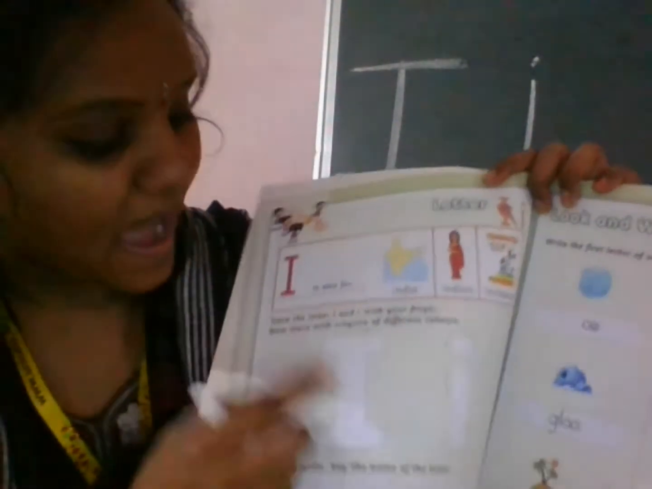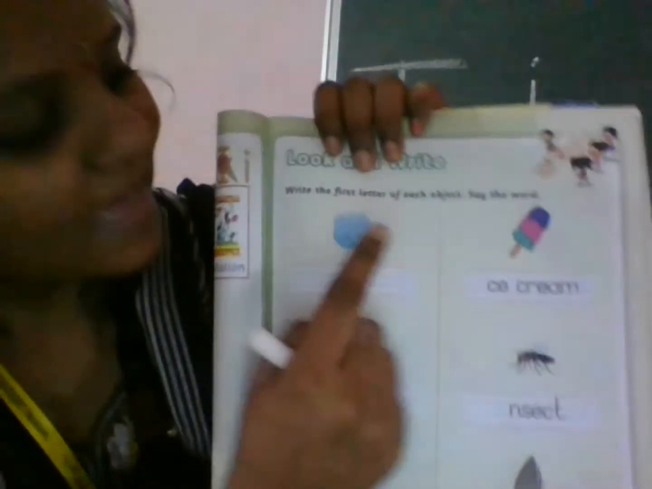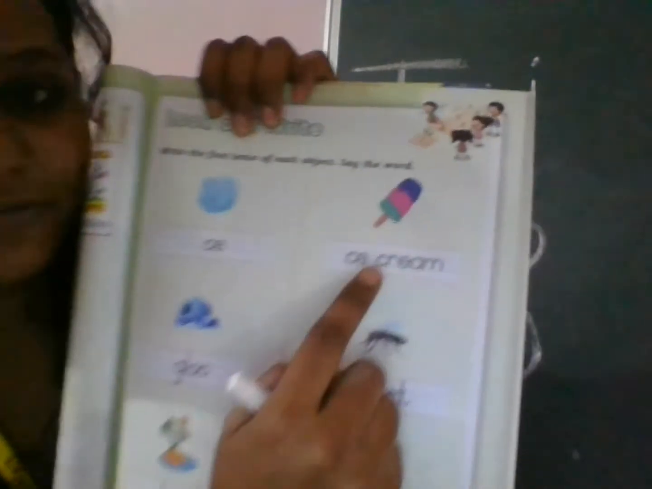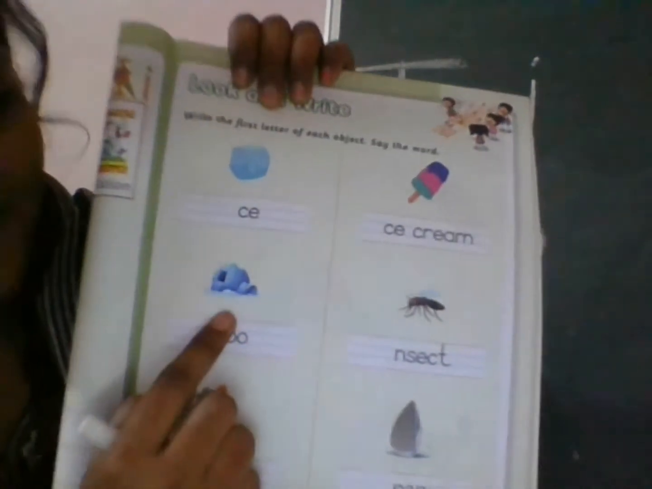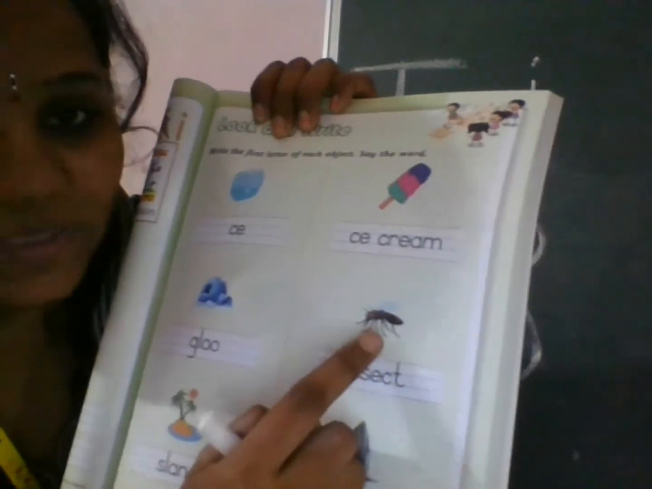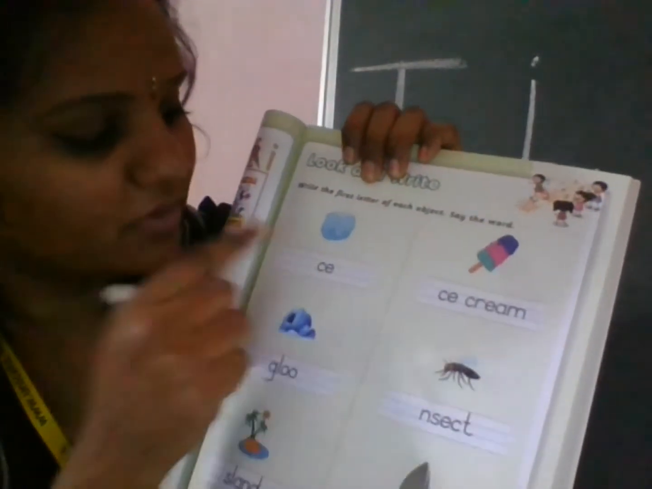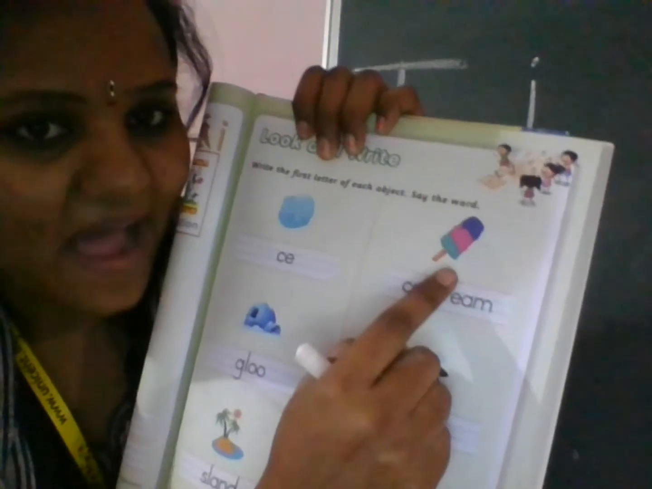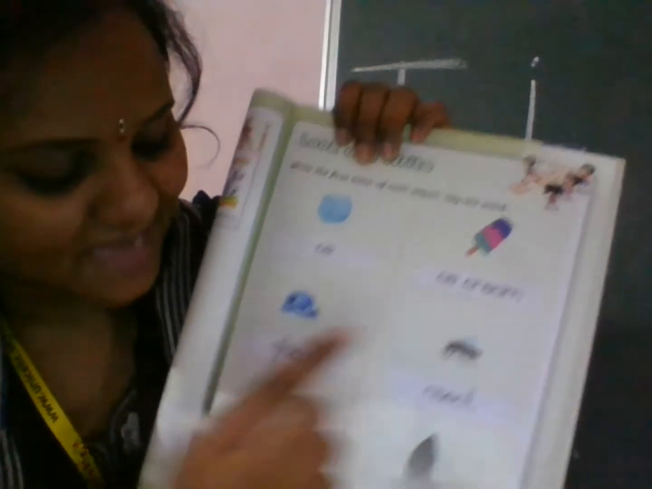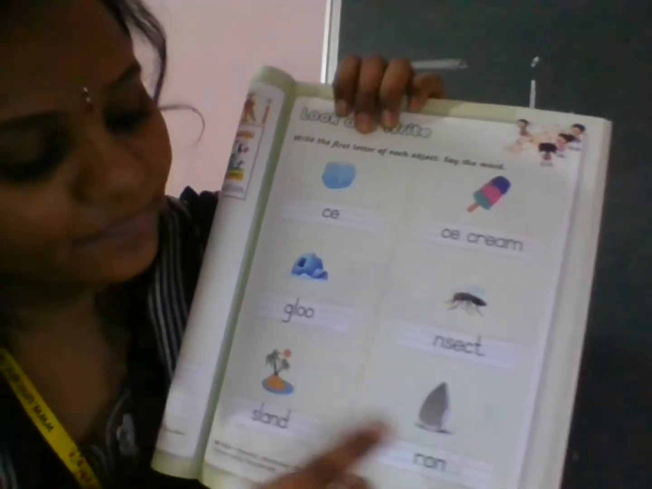I'll show you many things. See, I for eyes. This is ice cube. I for ice cream. I for igloo. I for insect. This is mosquito. Mosquito is an insect. I for island, I for iron.